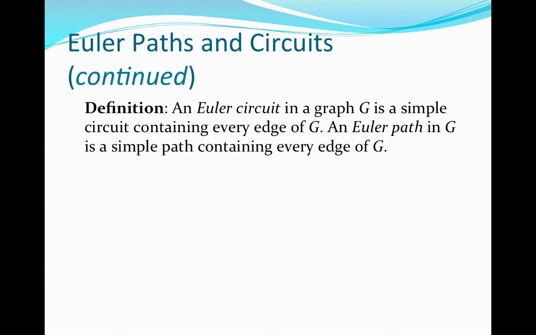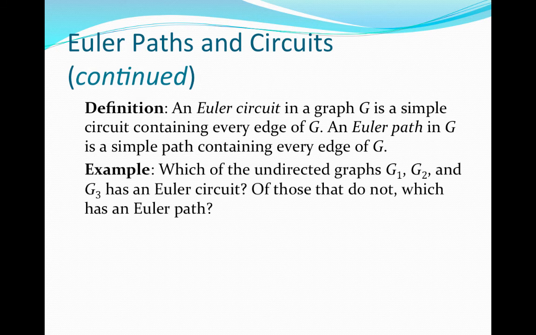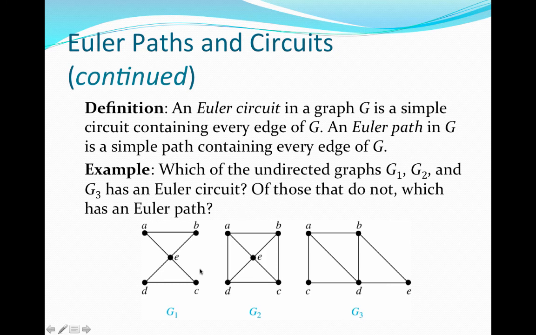So more specifically, an Euler path is one that traverses every edge exactly once, going from one vertex to the other. And an Euler circuit traverses every edge exactly once, starting from one vertex and arriving back at that same vertex. So let's look at some examples. Within these three graphs, let's determine which contain Euler circuits, and of those that do not contain an Euler circuit, which contain an Euler path.